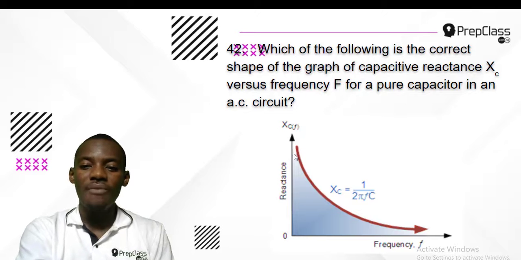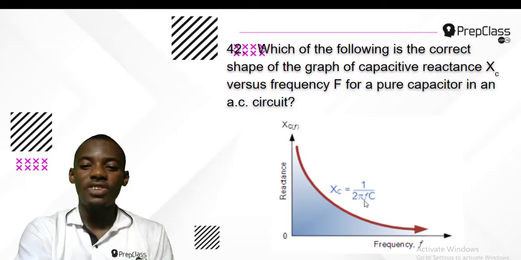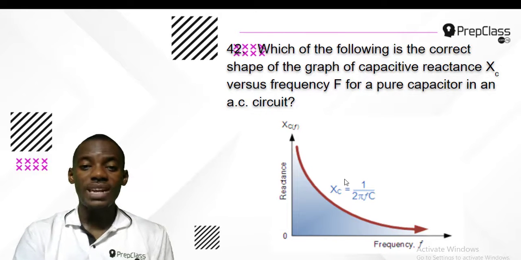And so the graph of the relationship between frequency and the AC circuit is this graph, as shown by the formula. You know, the capacitive reactance is 1 over 2 pi fc, where f is my frequency and c is my capacitance. So it is an inverse relationship.